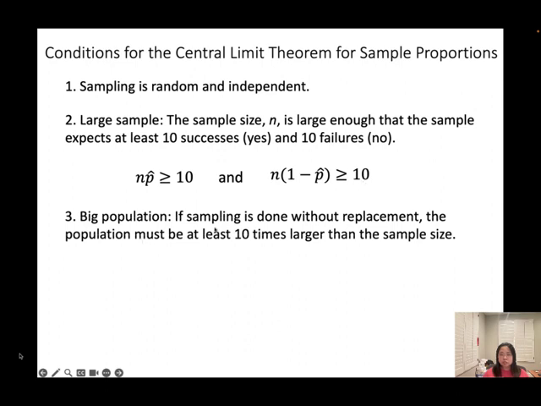Third, big population. If sampling is done without replacement, the population must be at least 10 times larger than the sample size. Make sure you remember these three requirements for the central limit theorem for the sample proportion.